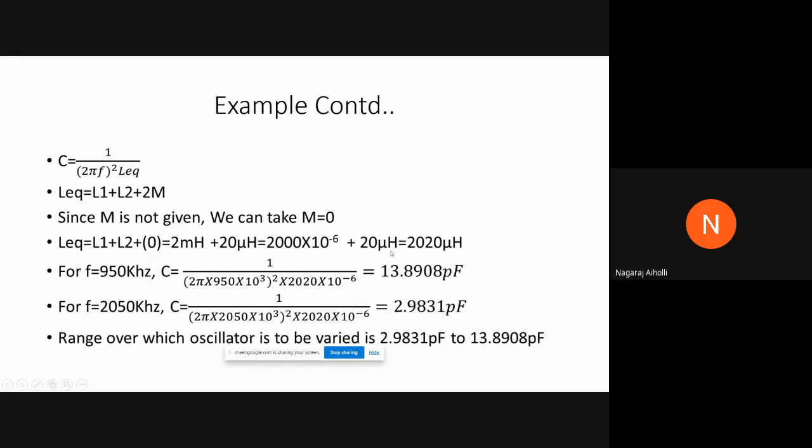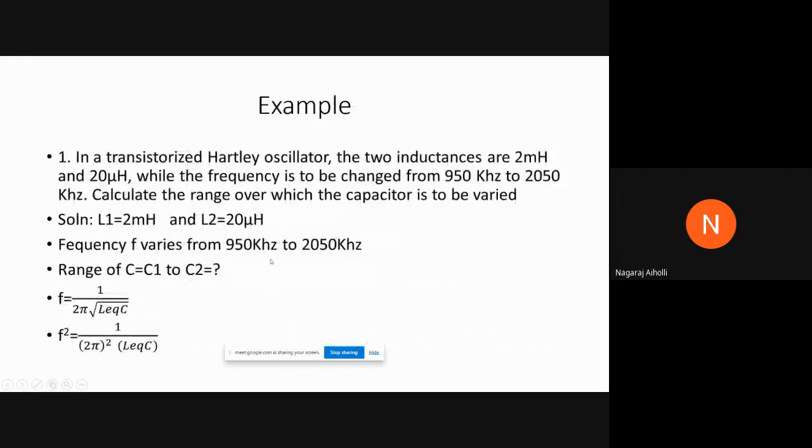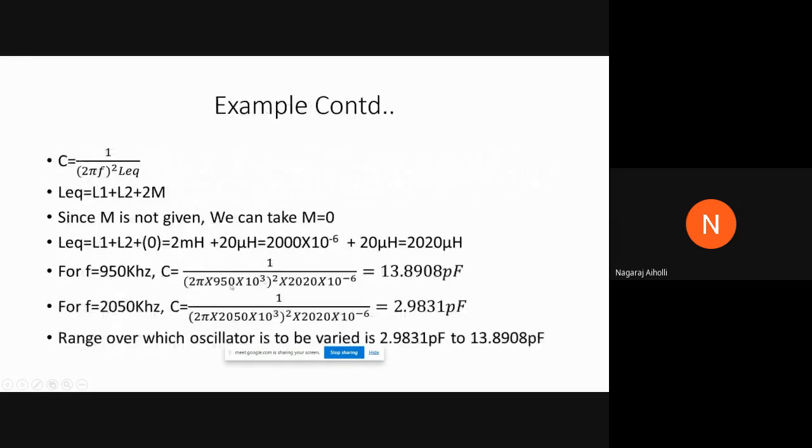Then for the first frequency that they have mentioned, f is equal to 950 kilohertz. Find the value of C according to this equation. C is equal to 1 upon 2 pi f the whole square into L equivalent. It is 1 divided by 2 pi, f is 950 into 10 raised to 3 the whole square, into L equivalent, which we just calculated, 2020 microhenry, 2020 into 10 raised to minus 6. This comes out to 13.8908 picofarad.